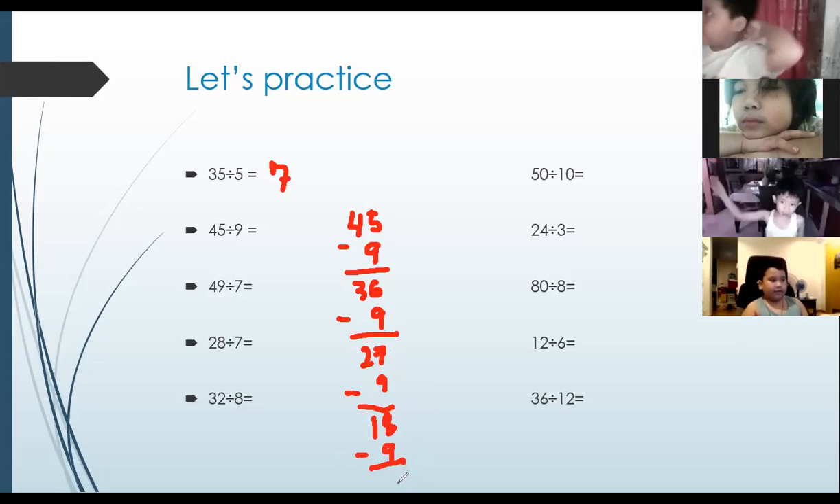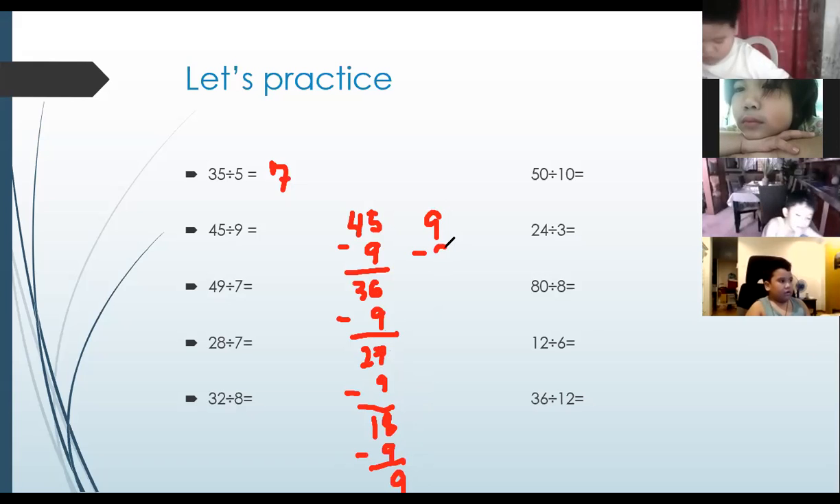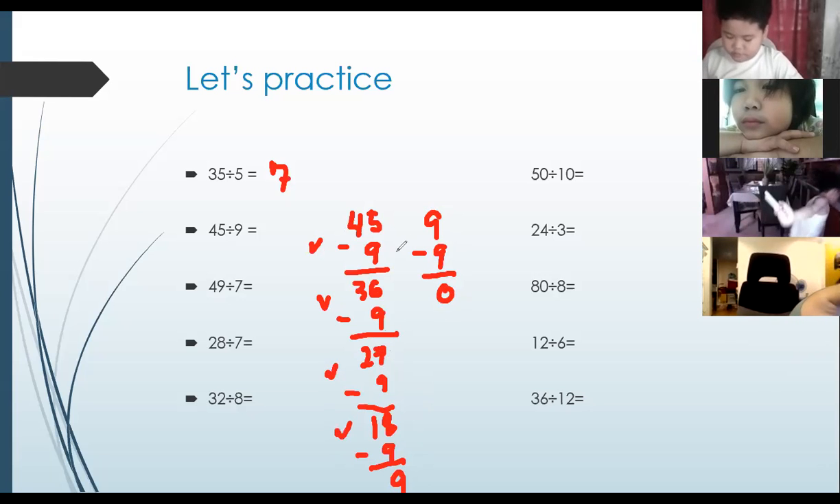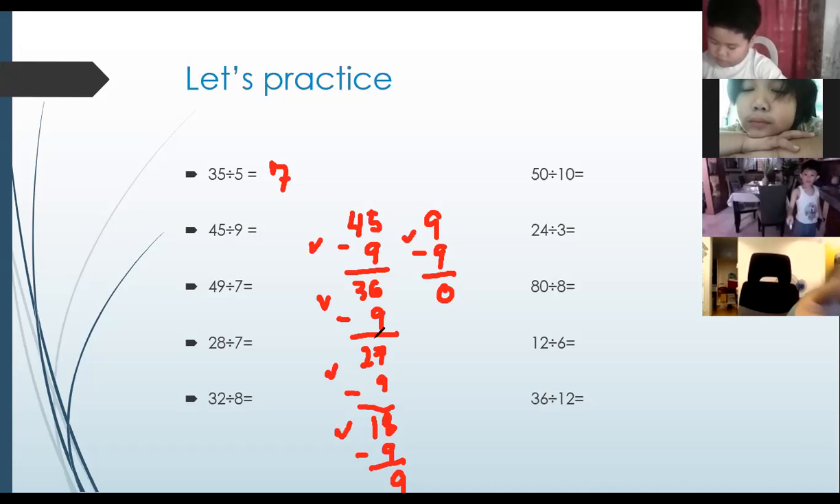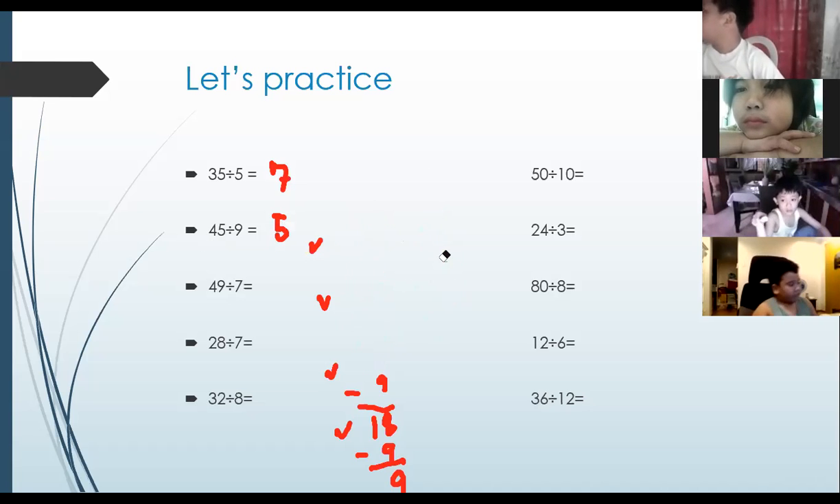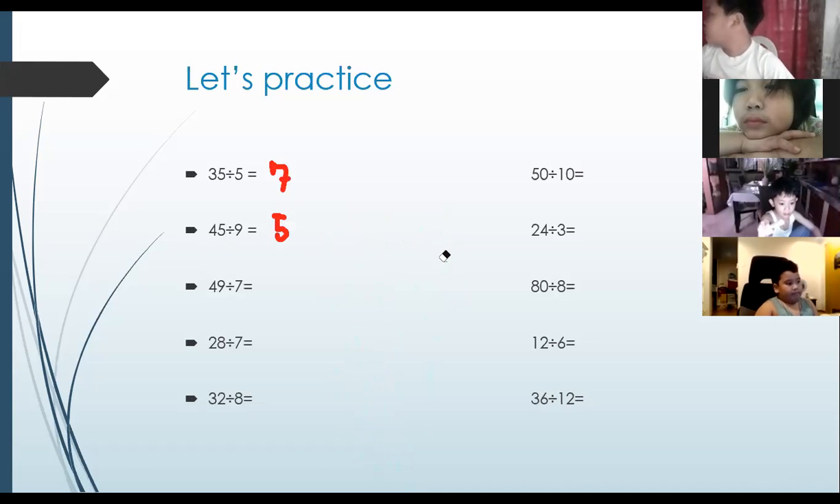27 minus 9 is 18. Okay. 18 minus 9 is 9. And 9 minus 9 is 0. So how many equations did you solve? 5. So therefore the answer is 5. This one is pretty easy, right? Okay, next. Let's have number 3.